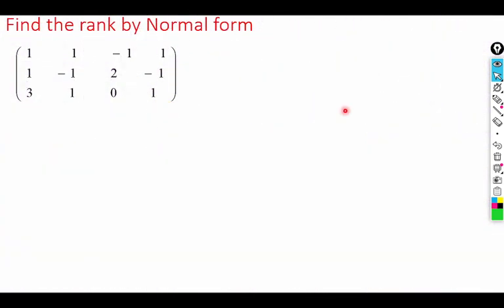Here is the first example. The question is: reduce or find the rank of the matrix by using a normal form. See the order of this matrix. Order of the matrix is 3 by 4. So let the given matrix be A. We are going to use elementary row operations to make it in the row echelon form first. So we'll use A11. With the help of A11, our aim is to make these two zeros.